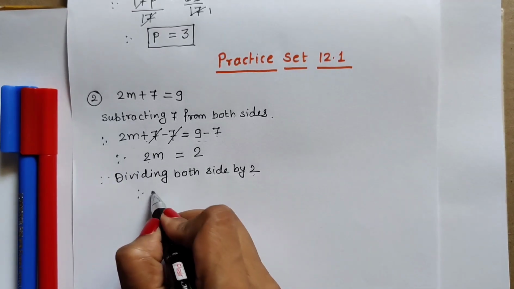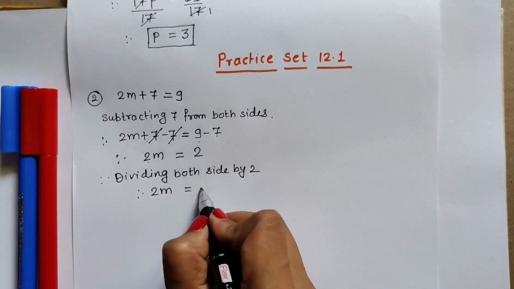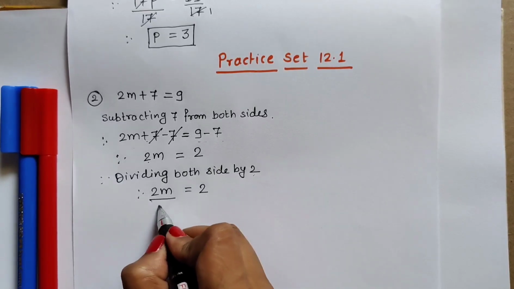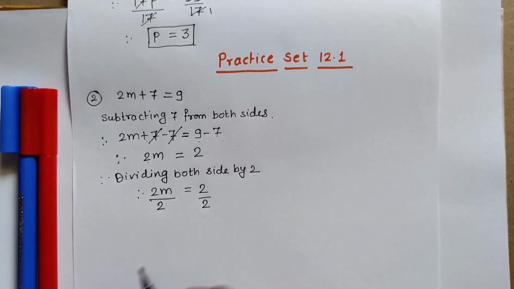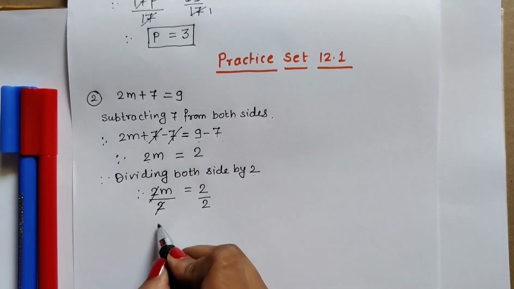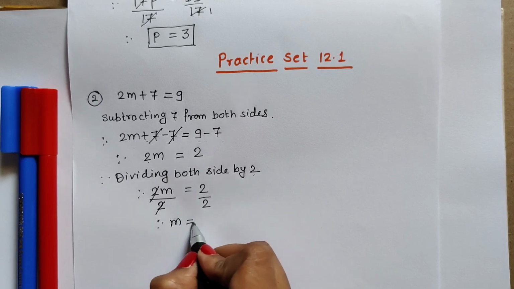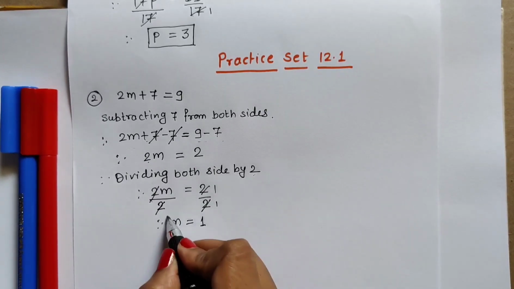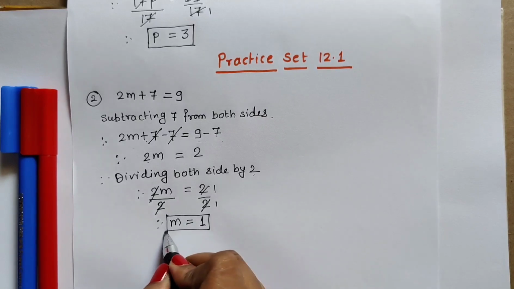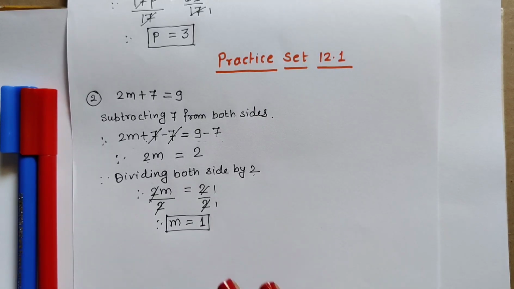So write both the sides again. 2m is equal to 2 and we will divide by 2. Divide the left hand side also by 2 and the right hand side also by 2. This 2 gets cancelled, m is remaining. 2 ones are 2, 2 ones are 2, 1 upon 1 means 1. And in this way in the end we get the value of the variable, and getting the value of the variable means solving the equation. Now let us see the next sum.